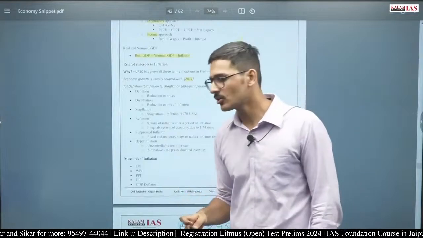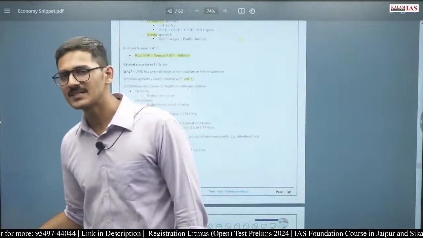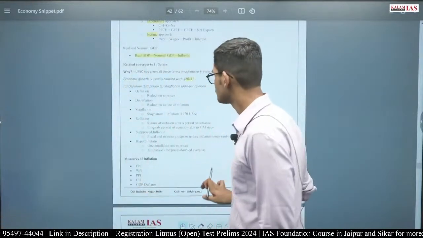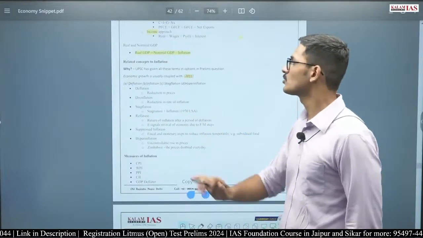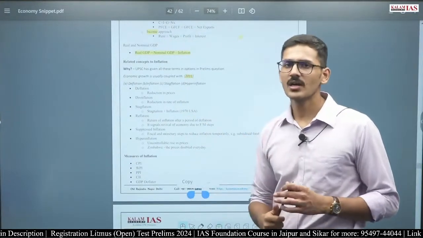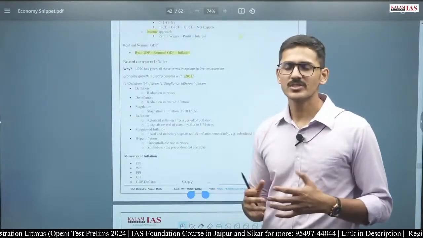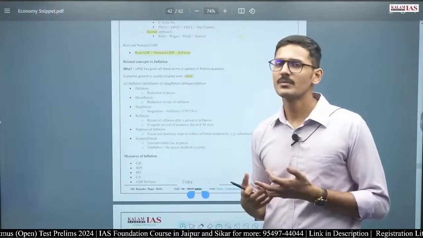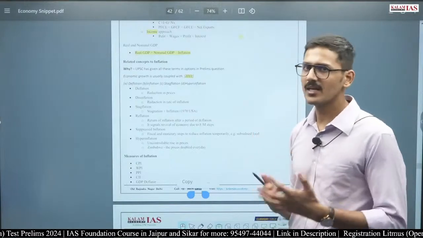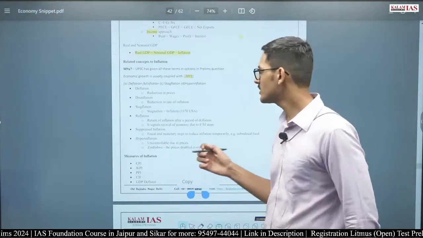There is real GDP and nominal GDP. Real GDP is basically nominal GDP minus inflation. Now these terms were given in the 2011 question on inflation. A question on inflation is highly likely this year. So if there is any question or any data or any information that you read about inflation, please note it down. There can be a question on inflation this year.